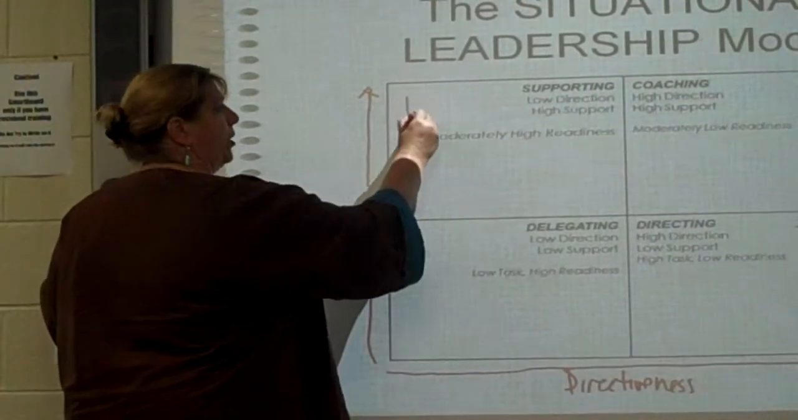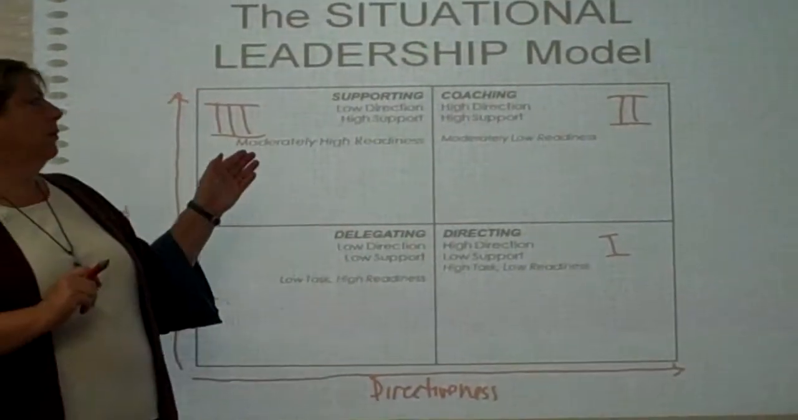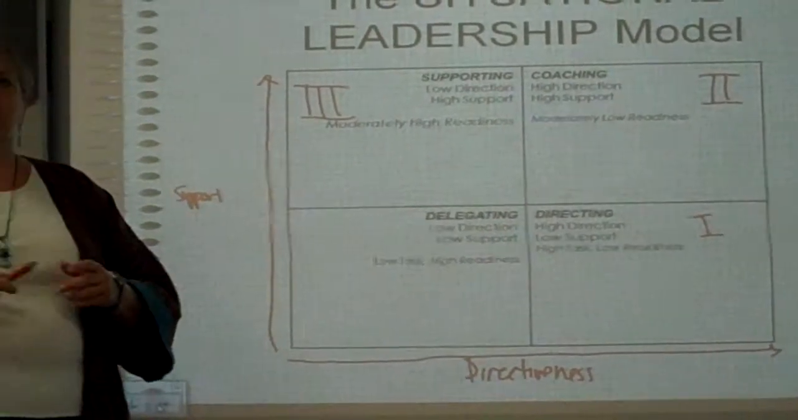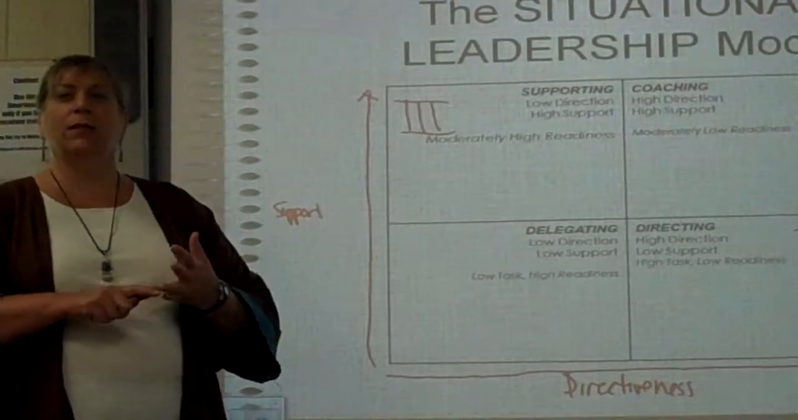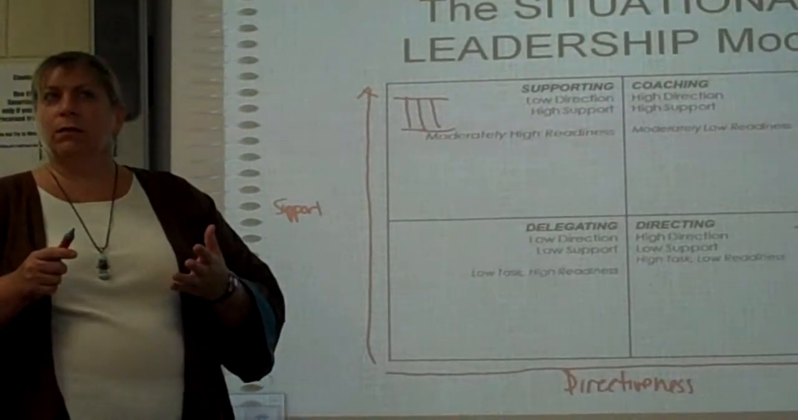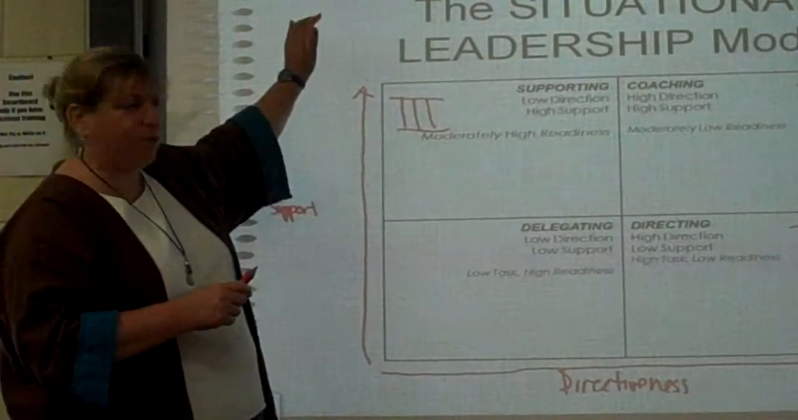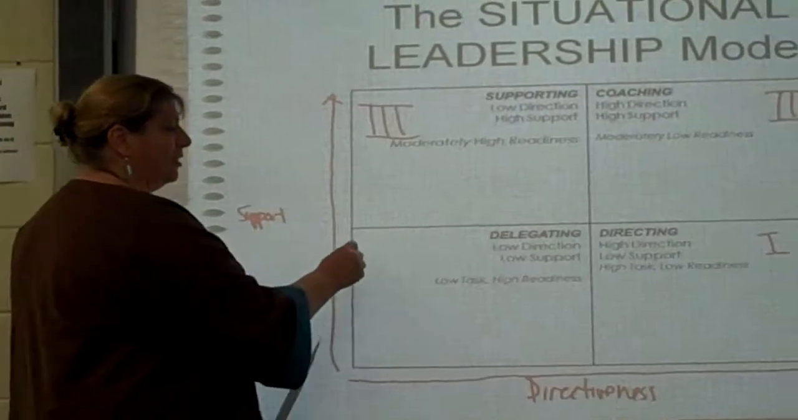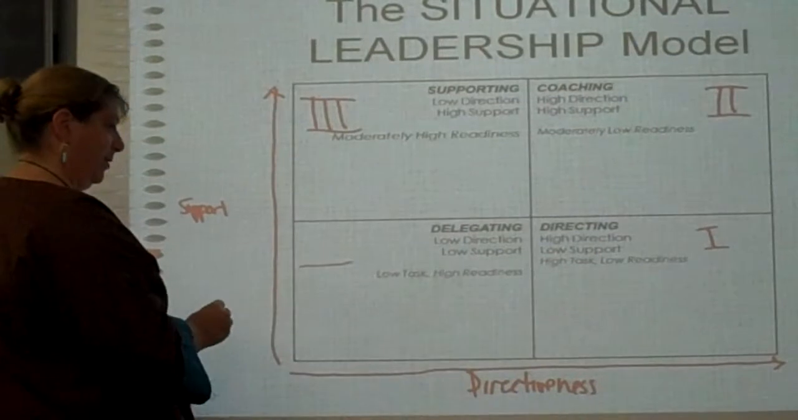The third quadrant is here. This is an employee who's been around for a little bit, who maybe knows what to do, needs a little bit more support, and can start to do but needs a little bit of structure. So that's the low direction, a lot of support, and ironically it's called supporting. The last quadrant is delegating.